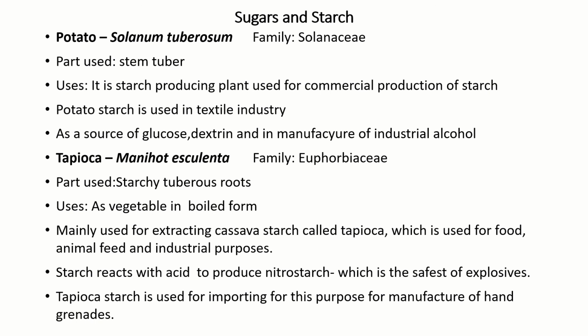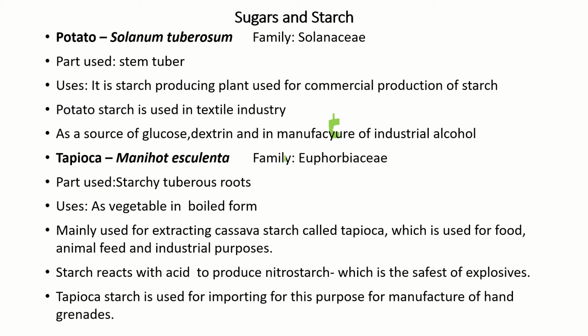Next is potato or Solanum tuberosum of Solanaceae. Parts used are stem tuber. It is a very important starch producing plant used for commercial production of starch. Potato starch is used in textile industry, as a source of glucose, dextrin, and in manufacture of industrial alcohol.